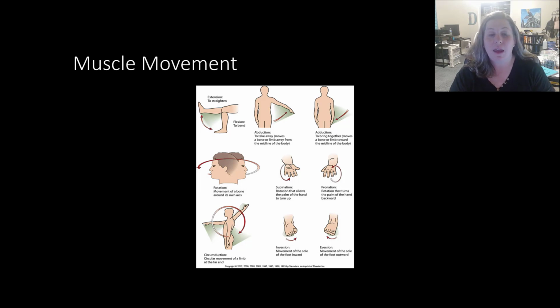Your foot also has some. If the sole of your foot goes inward, we call that inversion. If the sole goes outward, it's eversion. If you go up on your toes, it's called plantar flexion, but if you pull your toes up into the air, it's called dorsiflexion. So we have, again, lots of different movements.